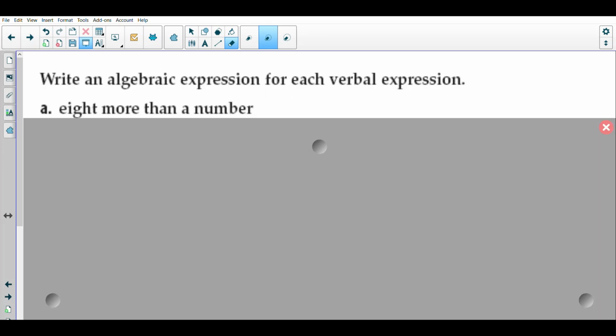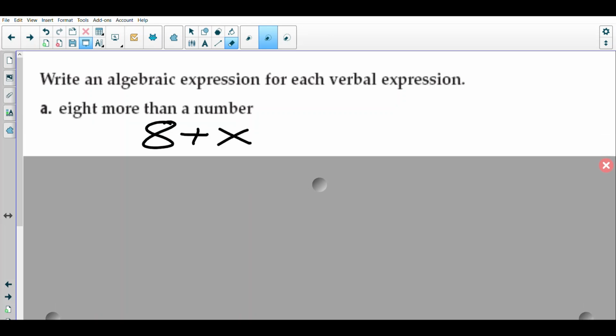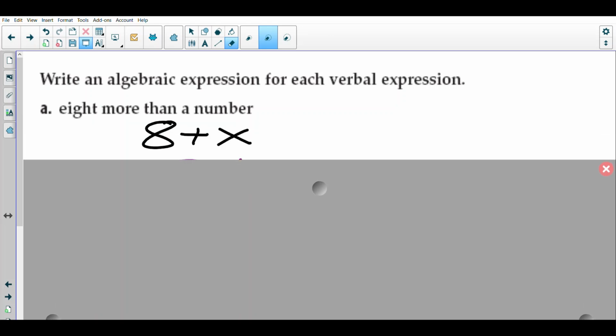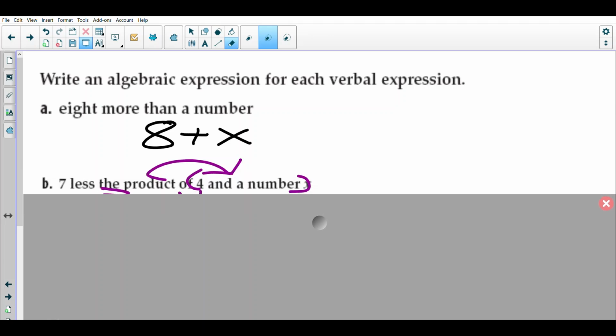Write an algebraic expression for each variable expression. 8 more than a number. So 8 just means 8. A number, you can use any letter. And the more than, as we just saw, means plus. So we have 8 plus, and I used x.